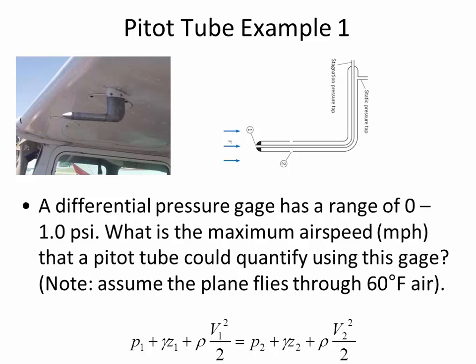So psi, of course, we know means pound of force per square inch. 1 psi is 1 pound of force per inch squared. So the question asks, with that gauge, what's the maximum airspeed that a pitot tube could be used to quantify? So basically, where's the pressure going to be higher? As shown here, is the pressure going to be higher at 1 or at 2? At 1. How do we know that in this gauge, the pressure at 1 is going to be higher than the pressure at 2?